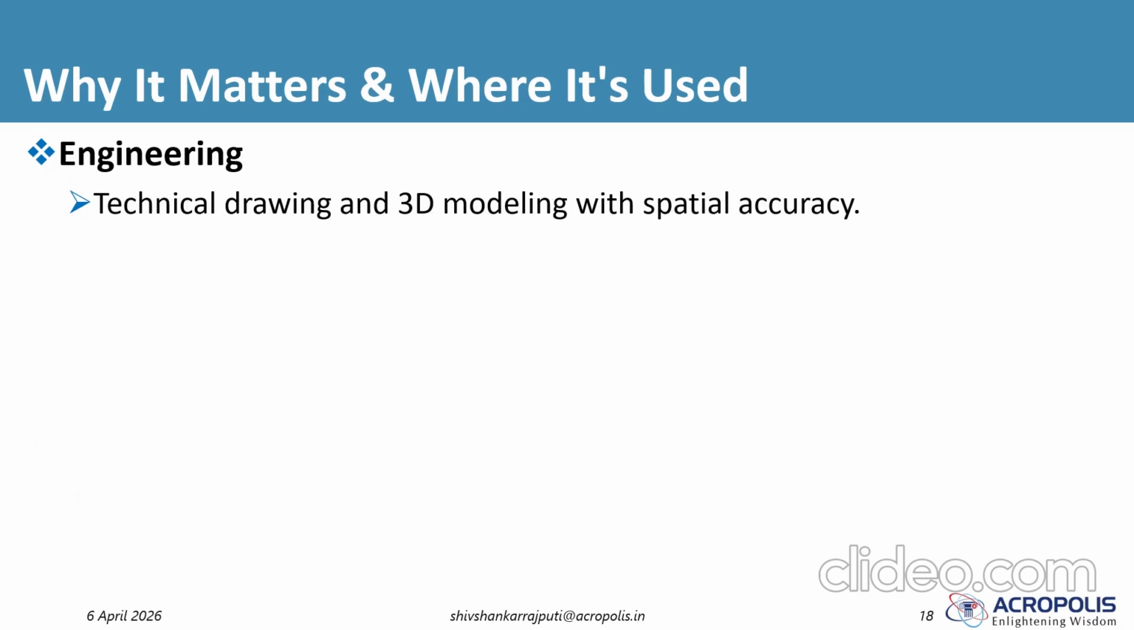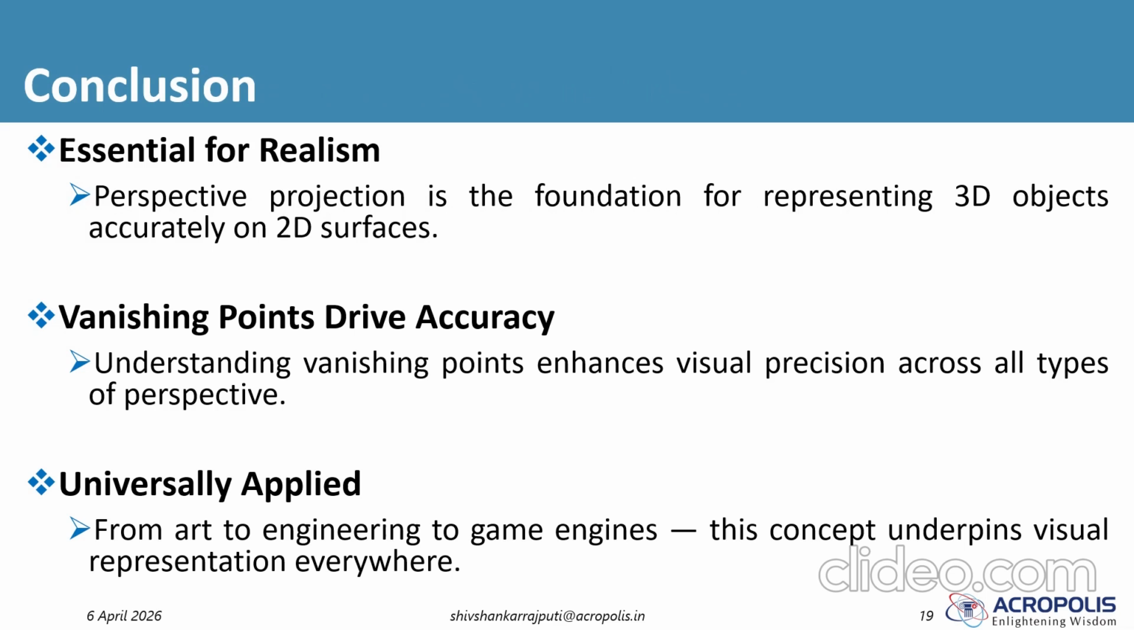To conclude, perspective projection is a fundamental concept used to represent three-dimensional objects on two-dimensional surfaces realistically. Vanishing points play a crucial role in achieving accuracy and depth in these representations. This concept is widely used across art, engineering, and modern digital technologies, making it an essential tool in both creative and technical fields.